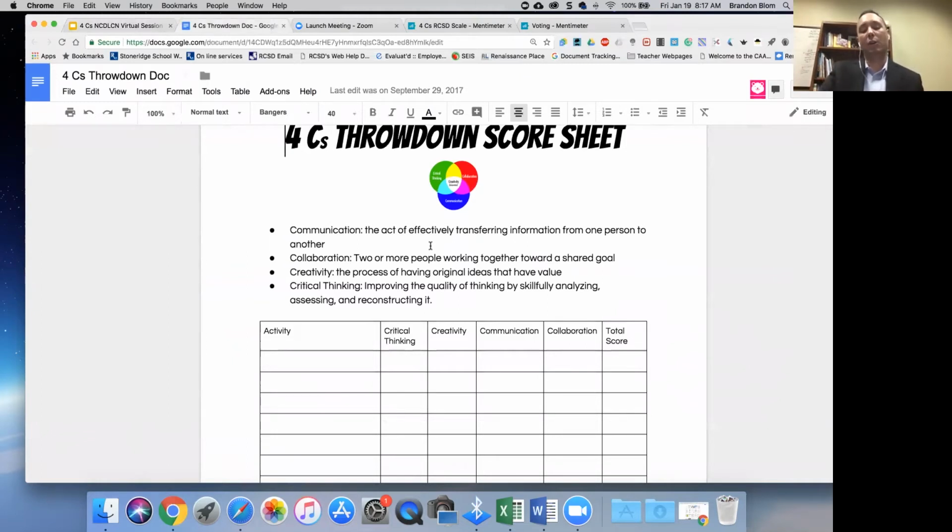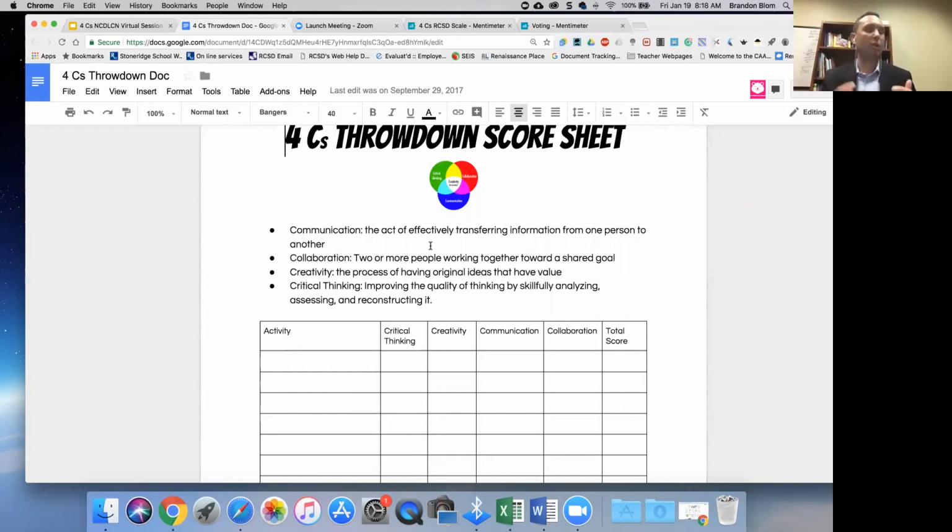But basically, for every category, critical thinking, creativity, communication, collaboration, the most you can get for each of those categories is 10. So the most you can get in total is 40. And so a low score on the 4 C's might be 5 or 6, and a high score 30, 35.